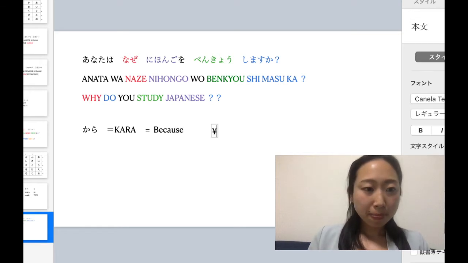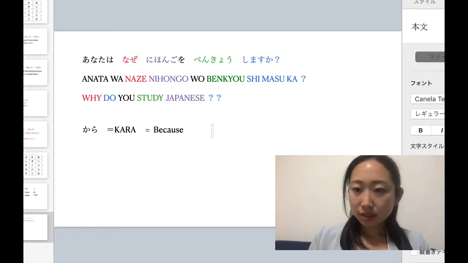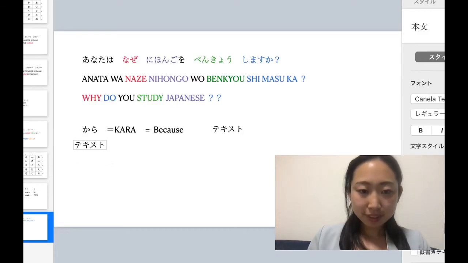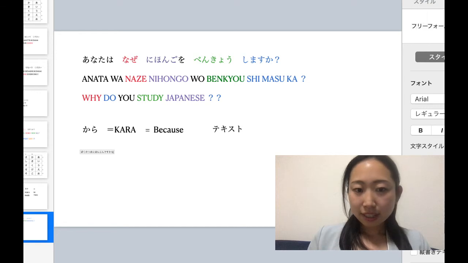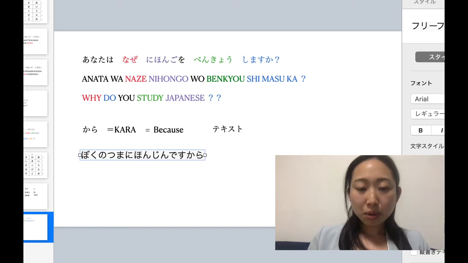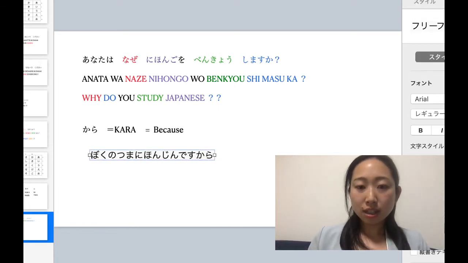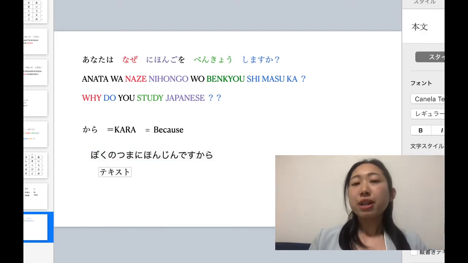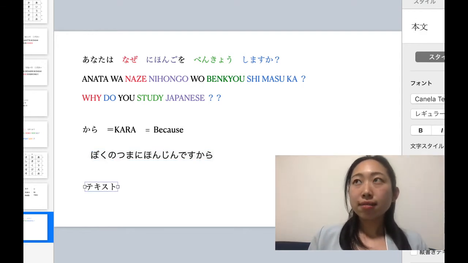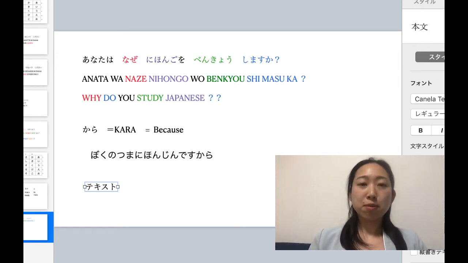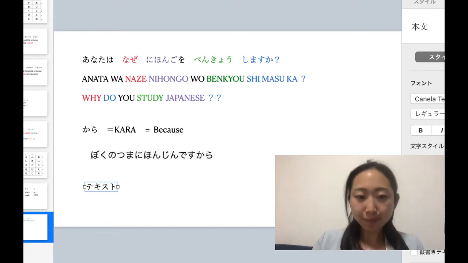Okay, so do I still have space over here? Okay. So if you want to say 僕の妻は日本人ですから, in this case, actually, から doesn't come at the very last of the sentence when native speakers talk. Okay?